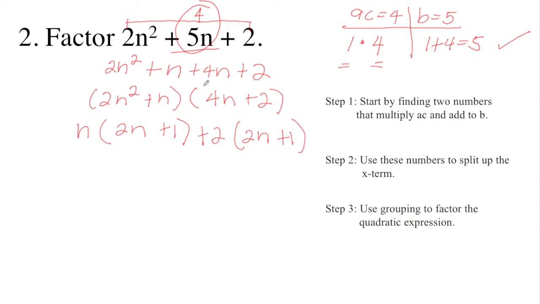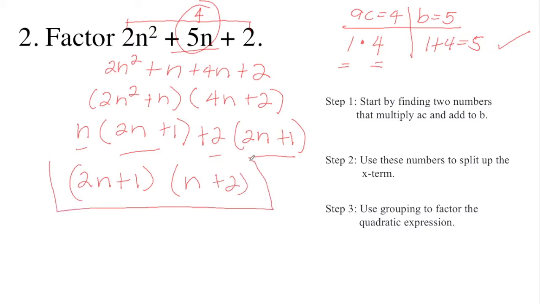And therefore, the factors are: 2n plus 1 is common. So we factor that out and put the remaining terms together. We have n and plus 2. So this is our answer. Again, check to see if that is equal to 2n squared plus 5n plus 2.